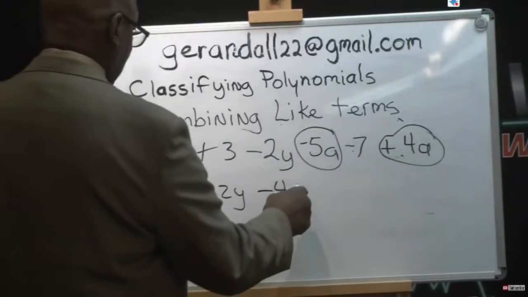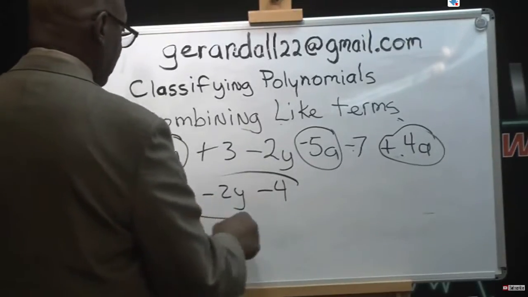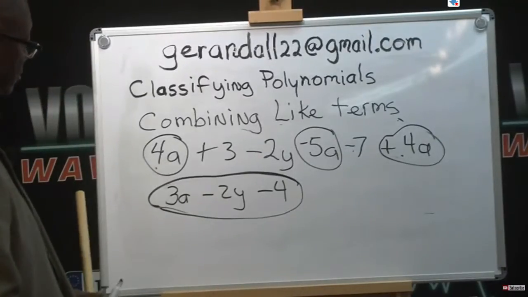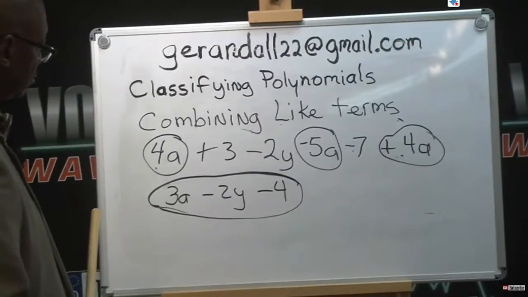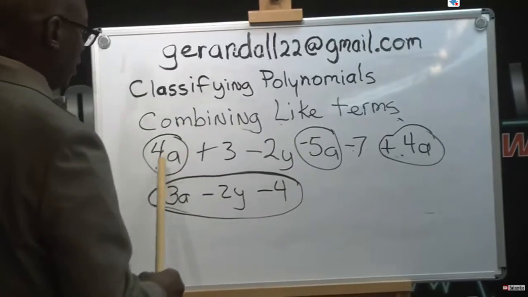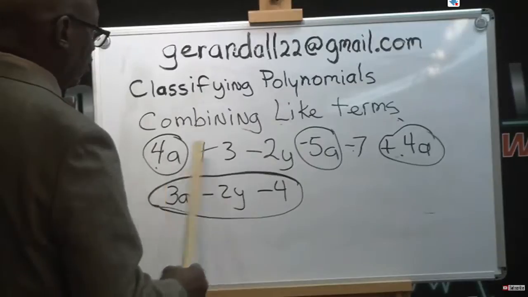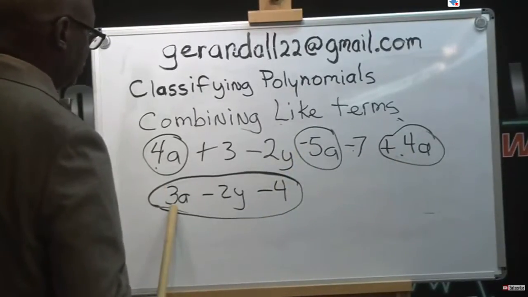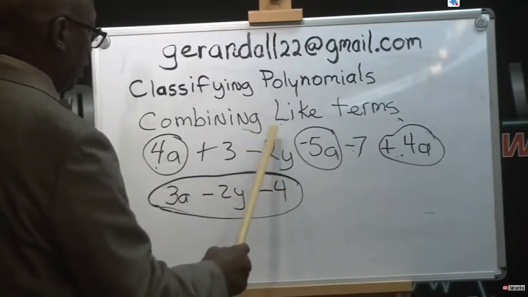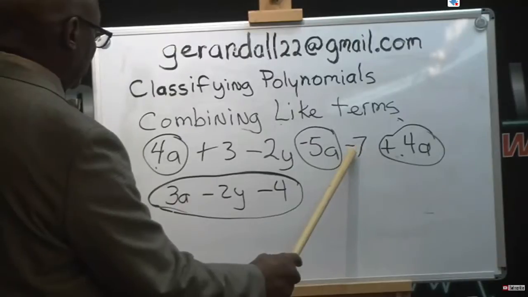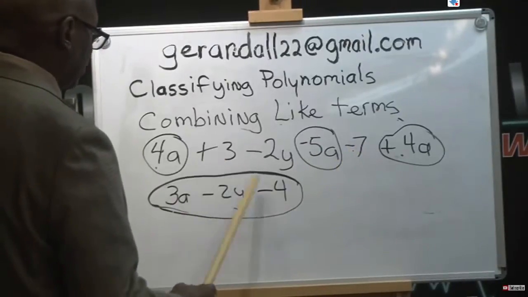That would be our final answer, because there's no numeric answer. We've combined the terms, and again, 4 plus 4 is 8, minus 5 is 3a. There's no other y's, minus 2y, 7, in this case negative 7, plus 3, negative 4.